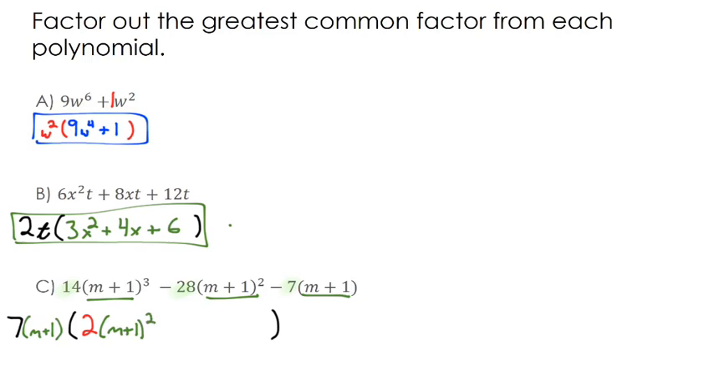Let's move on to our second one. Negative 28 divided by 7 would give us negative 4. And then we had m plus 1 squared divided by m plus 1 would leave us with m plus 1. And then our last term over here, we have negative 7 divided by 7. That's going to leave us with minus 1. And then m plus 1 divided by m plus 1 doesn't really leave us with an m plus 1 there. So there's your last example.